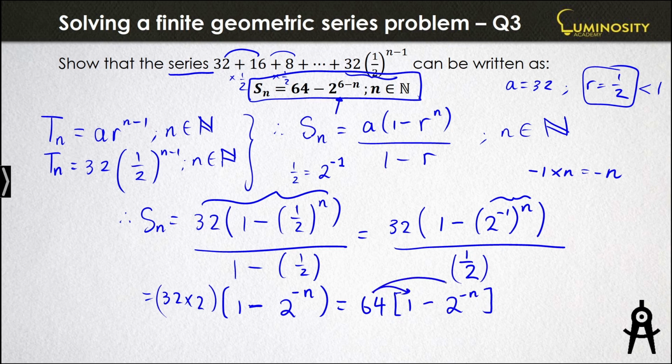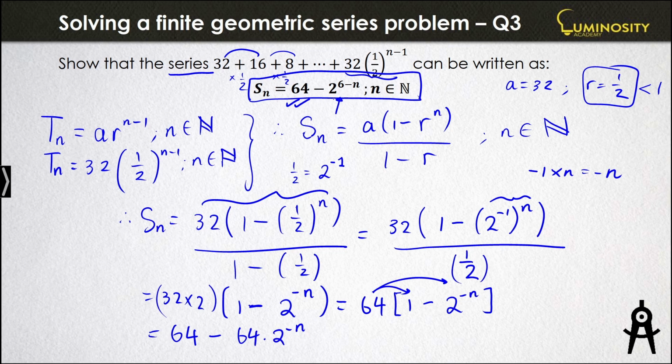Well, now we've got to distribute. So 64 times 1 is 64. It's already looking good. I've got the first number there in that term, minus 64 times 2 to the negative n. But that's not what's here. But that expression is telling you exactly what to do.